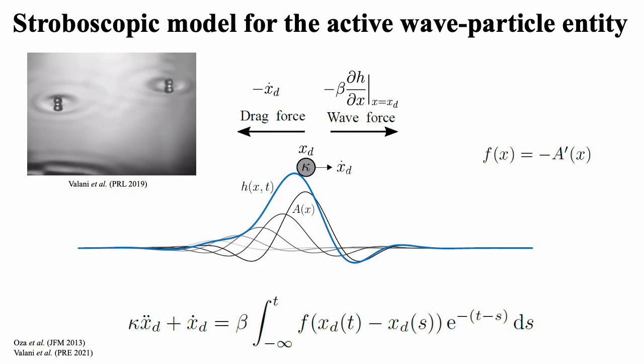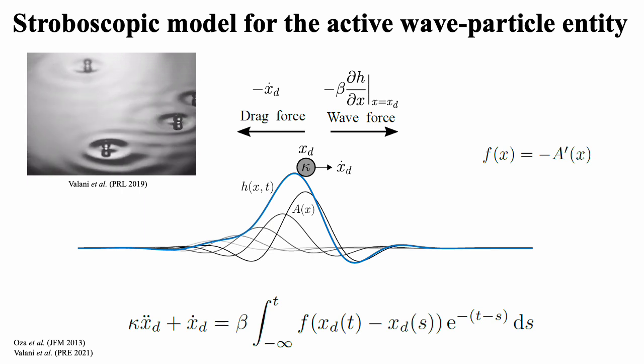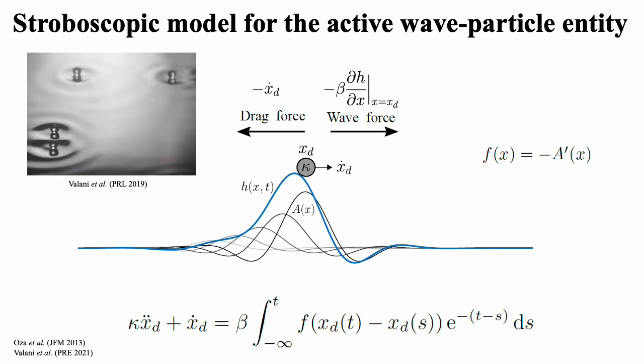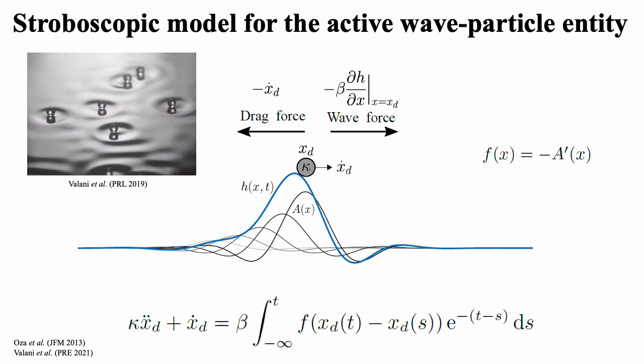Okay, so what we are now going to consider is a simple model of this system. We are going to look at what's known as the stroboscopic model that is widely used to model these walking droplets. The video you are seeing there on the top left is the same video from experiments as in the previous slide.